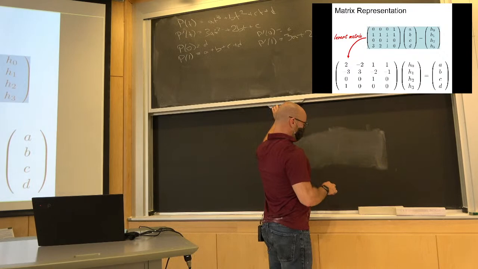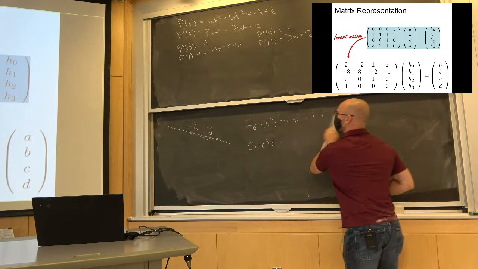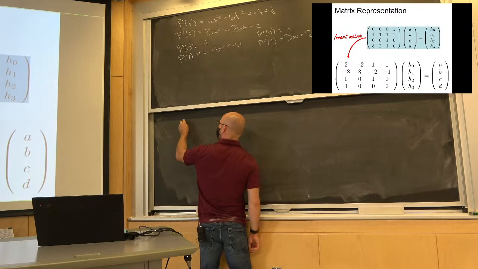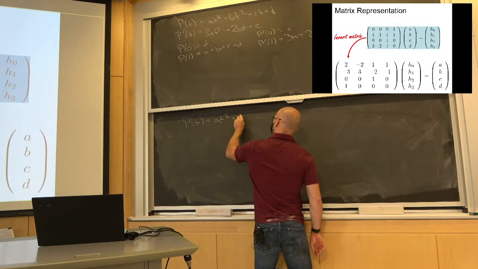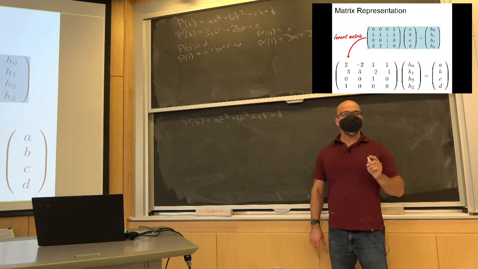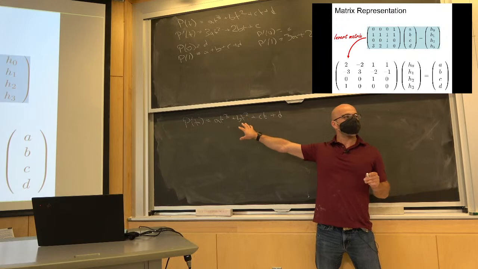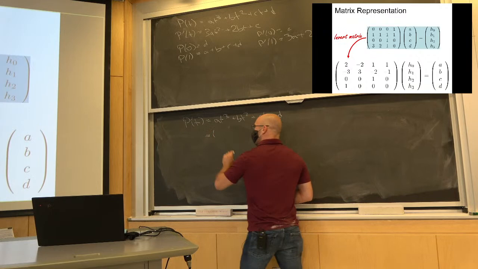So now we can do kind of a slick thing. And it looks a little something like this. I'm having fun writing on the board. This is great. So remember that our curve was P of t is equal to A t cubed plus B t squared plus C t plus D. And now I can look at this expression and take our formula for P of t and make it a heck of a lot worse. In particular, can somebody give me an expression for A in terms of the H's?